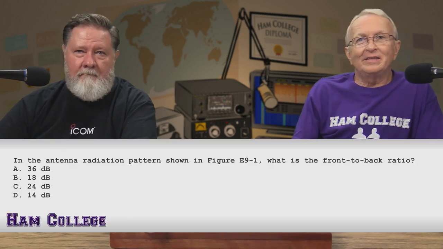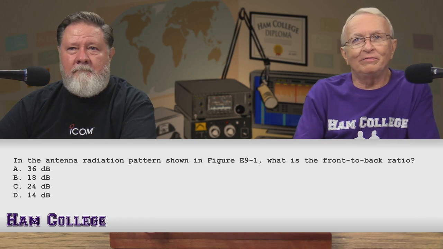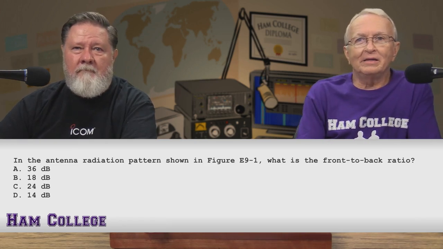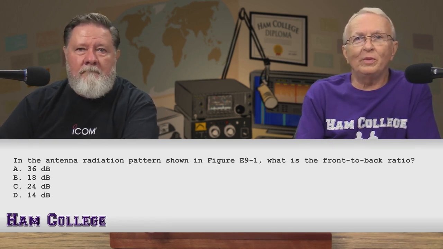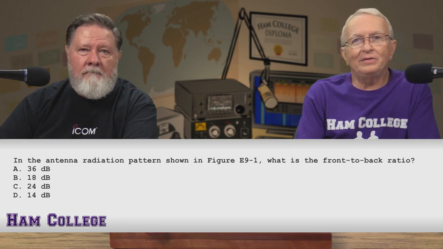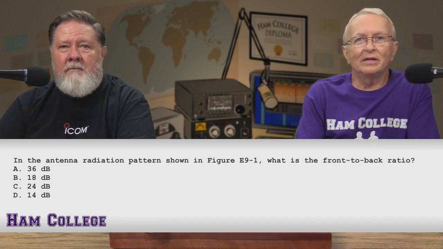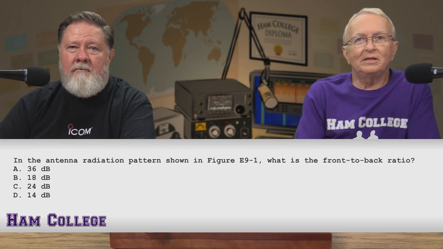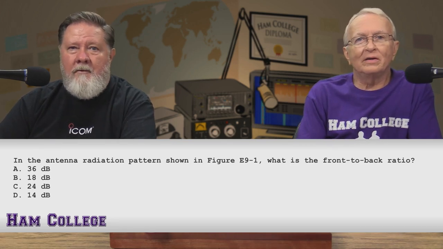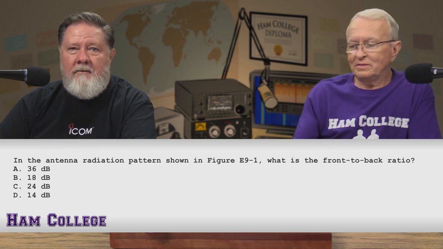All right, I got a question for you then, since you know how this works now. In the antenna radiation pattern shown in figure E9-1, what is the front to back ratio? Is it A, 36 dB, B, 18 dB, C, 24 dB, or D, 14 dB?